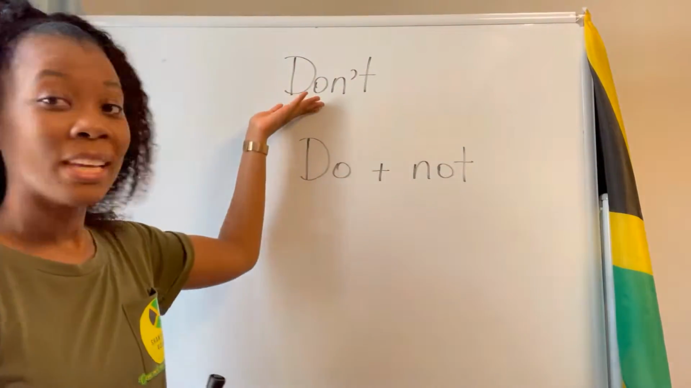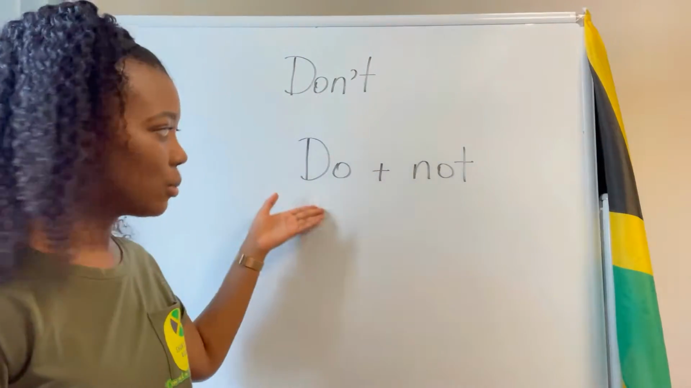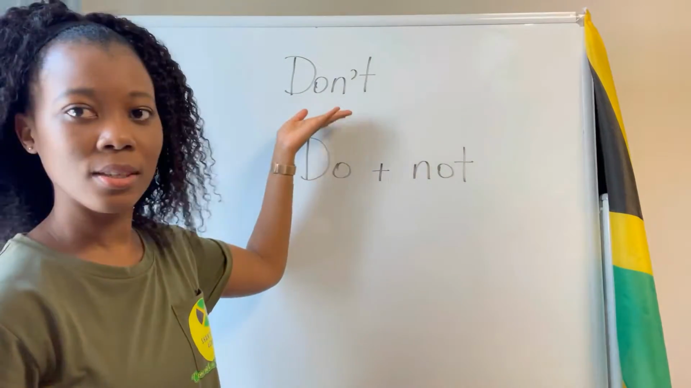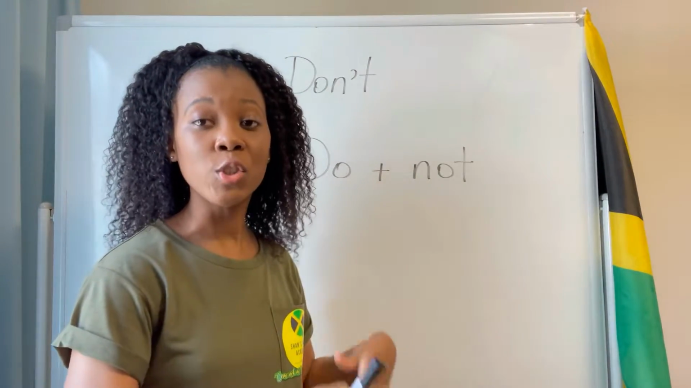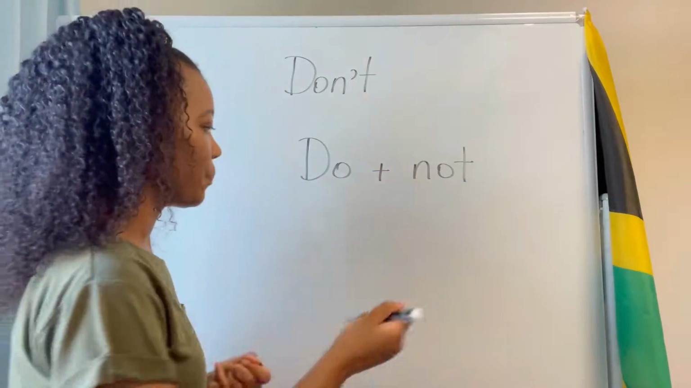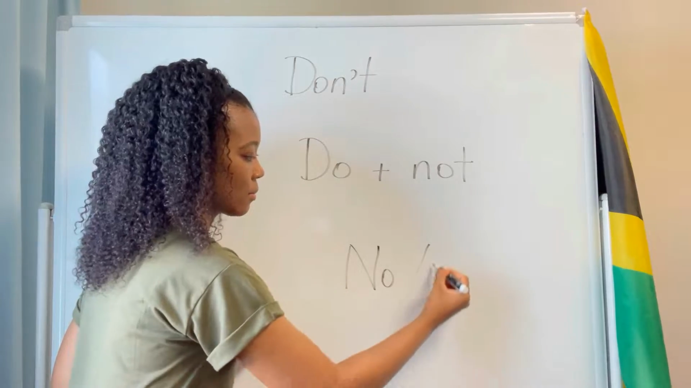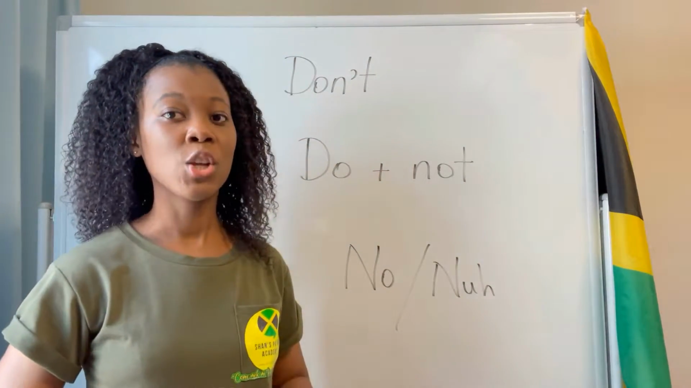Now let's get into this video. Don't in English means to not do something. It is a contraction between two words, do and not. So you put them together, you contract them, and then you get don't. Now, one way you can express this idea in Jamaican language is by using no. That's one way you can express it, no.